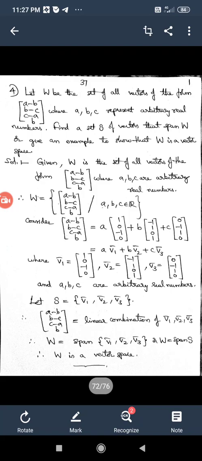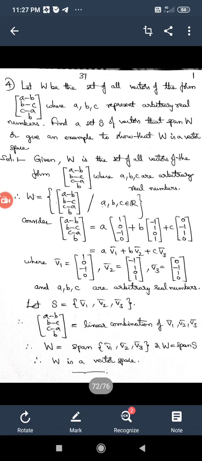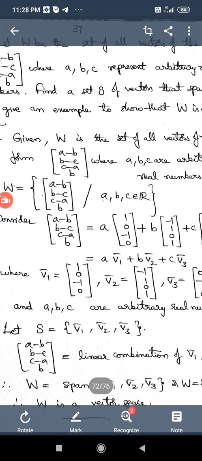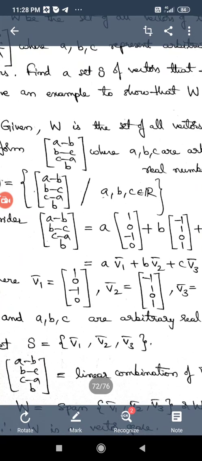Therefore, let us take a new set and define that set S as consisting of all these three vectors V1 bar, V2 bar, V3 bar. Then (A minus B, B minus C, C minus A, B) is equal to a linear combination of these vectors V1 bar, V2 bar, V3 bar, as we are seeing here. Any arbitrary element of W can be expressed as A V1 bar plus B V2 bar plus C V3 bar.